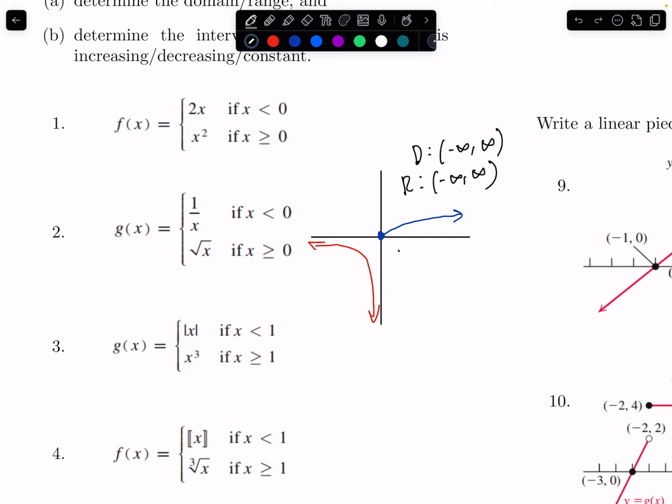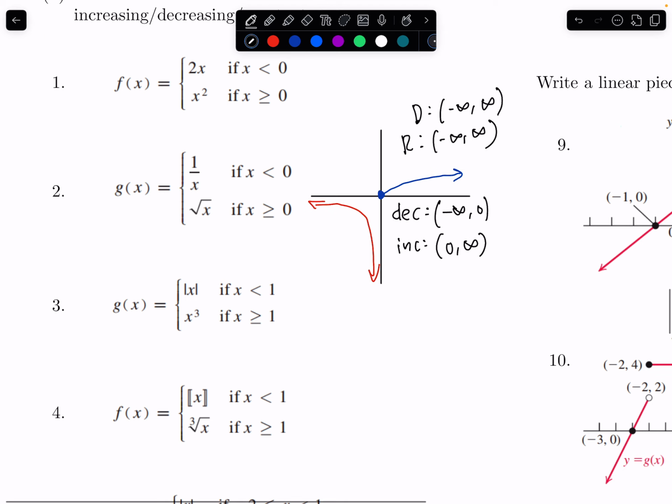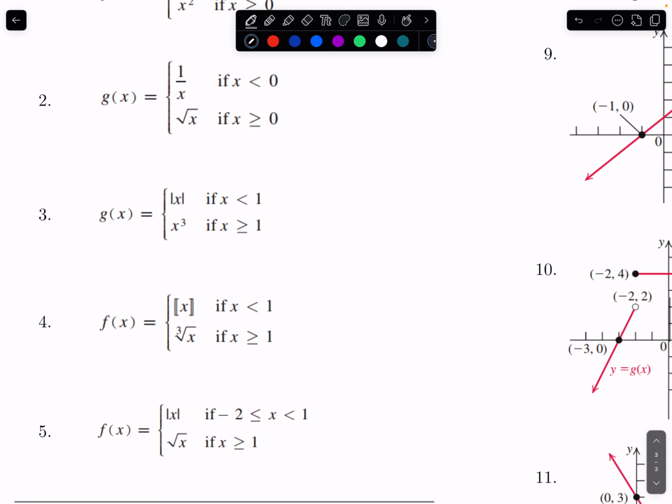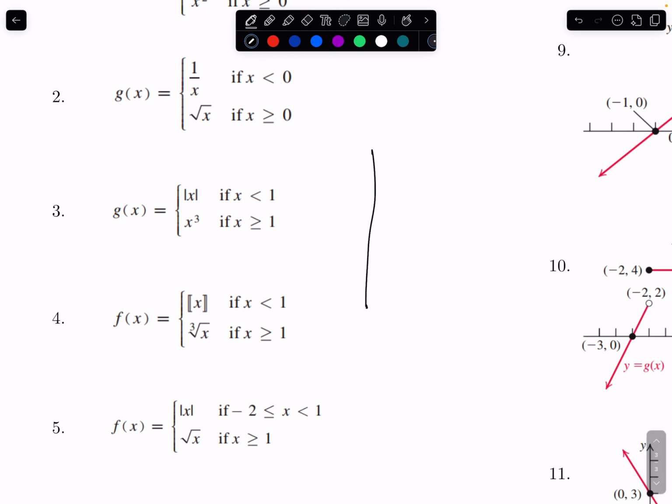Increasing, decreasing. So from the left to the middle, it's decreasing, right? So D E C for decreasing, negative infinity up until 0. And where's it increasing? After that, it's increasing. So increasing from 0 to infinity. Okay, so that's number 2.